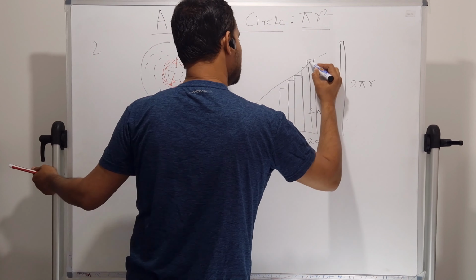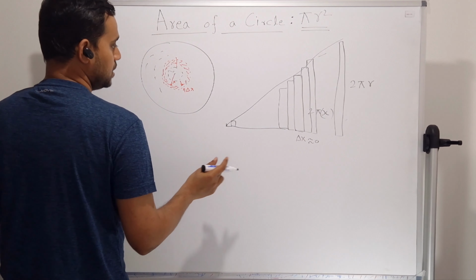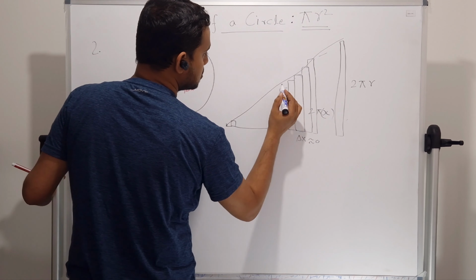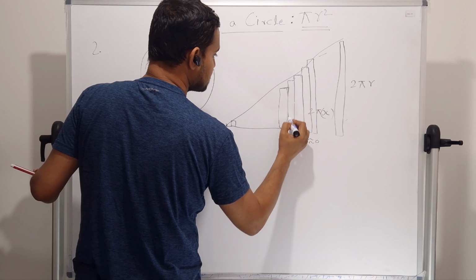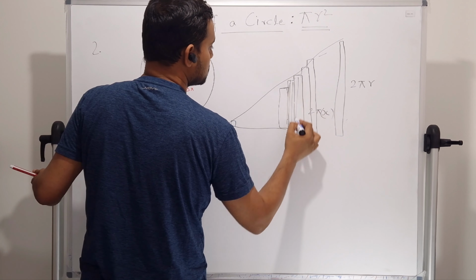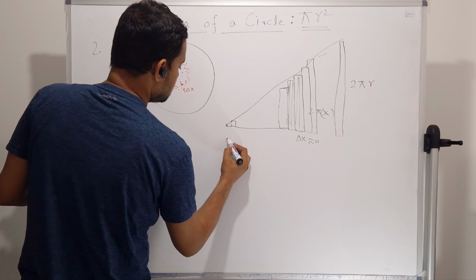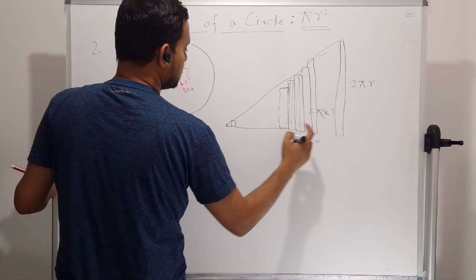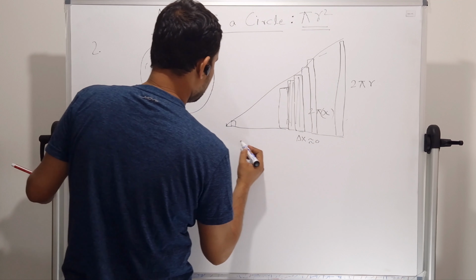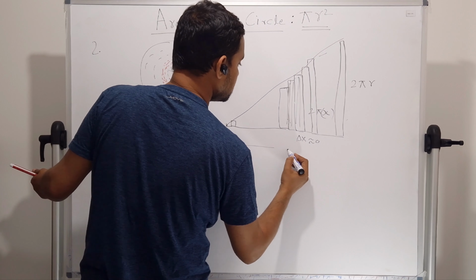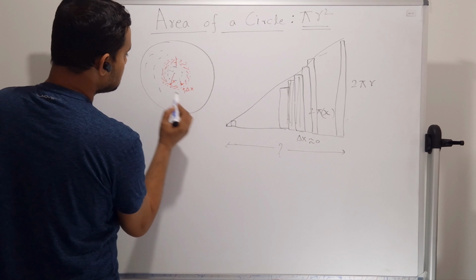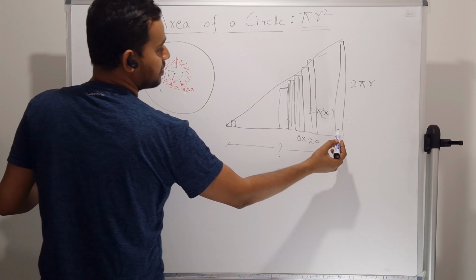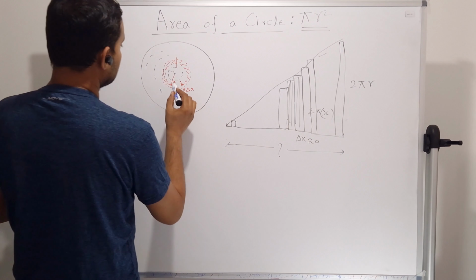And I could draw it like this. Again, if delta x is almost zero, these steps would not look like steps. They'll become continuous lines because delta x is almost zero. In that case, this becomes like a triangle, right? What is the base of the triangle? This length, starting from the center. We have gone till the last rectangle, which is here.